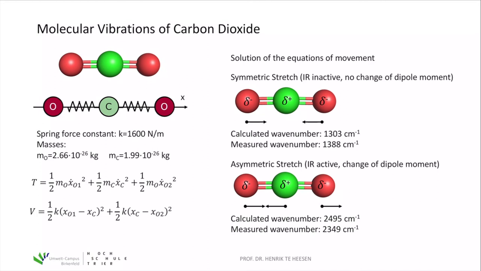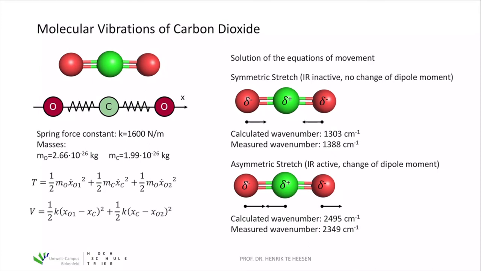Of course, carbon dioxide has in total four vibrations. To get this from the classical model, we would need to add a third spring between both oxygen atoms. This is done in molecular mechanics. We will neglect this at this point to keep our model simple, but to get the result and to understand where the vibrations come from and why carbon dioxide contributes to the greenhouse effect.